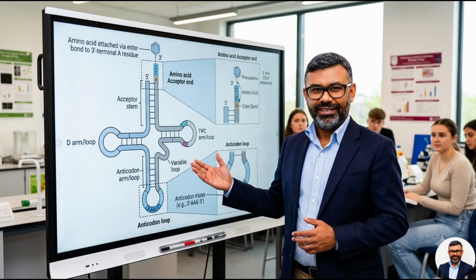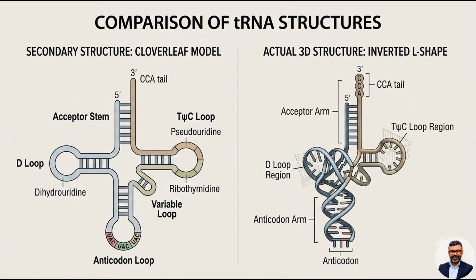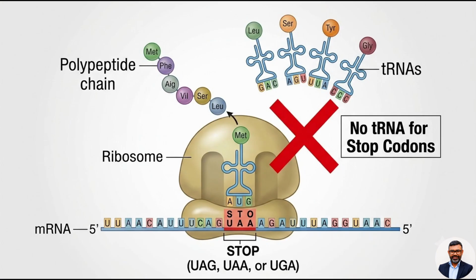So to summarize, tRNA is known as the adapter molecule because it connects the genetic information present in mRNA with the correct amino acid. Its anticodon recognizes the codon, while its acceptor end binds the specific amino acid. Its secondary structure appears like a cloverleaf, while its actual three-dimensional structure resembles an inverted L. And remember, there are no tRNAs for stop codons.